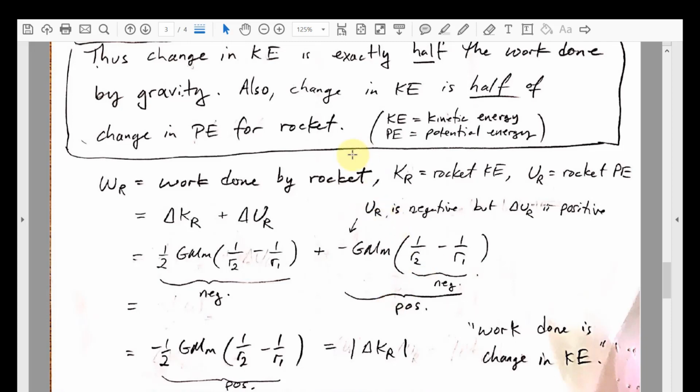The work done by the rocket was a combination of the change in total energy. So the work done by the rocket is also the change in the energy of the rocket. It's made up of the change in the kinetic energy and the change in the potential energy. This is the change in the kinetic energy. It's actually a negative value. Remember, R2 is bigger, so this fraction is smaller than that one.